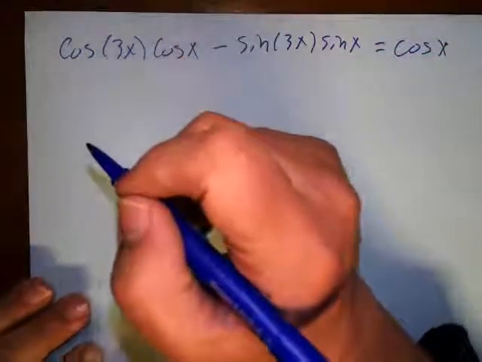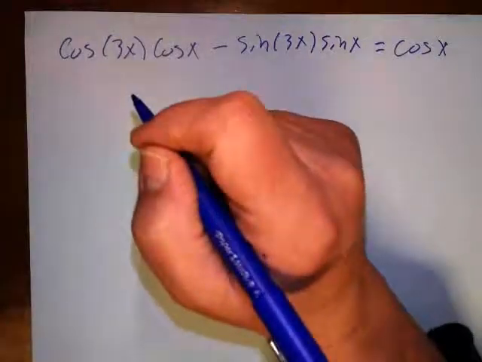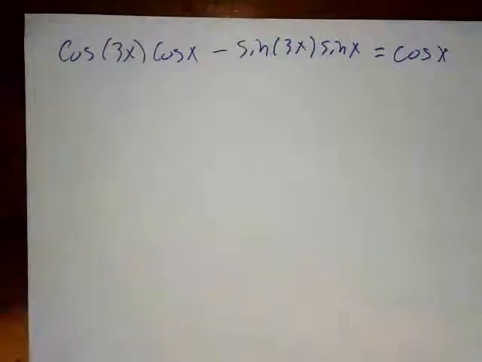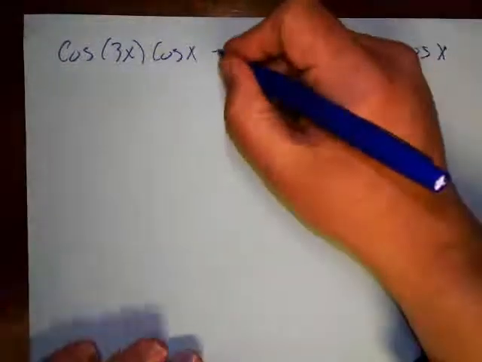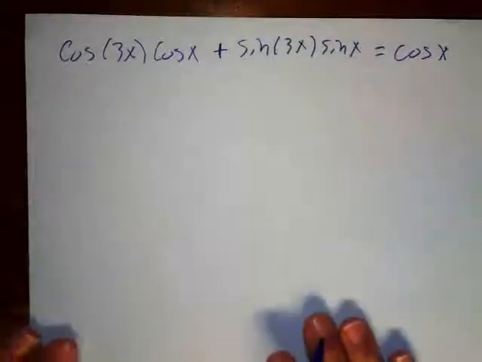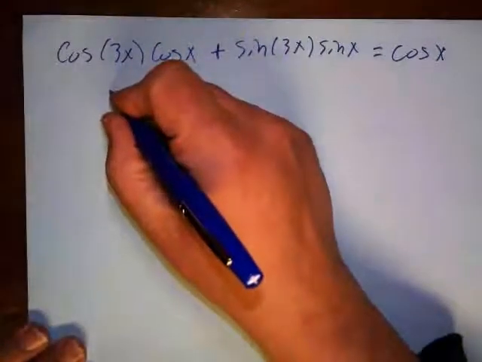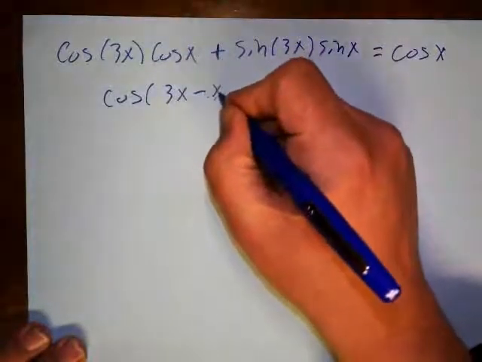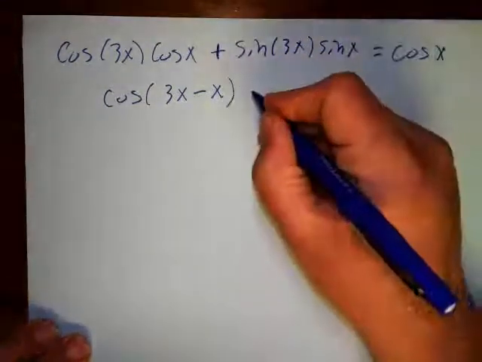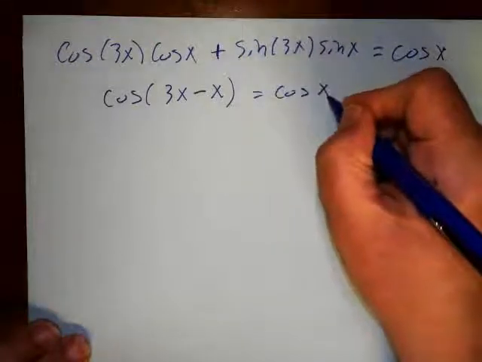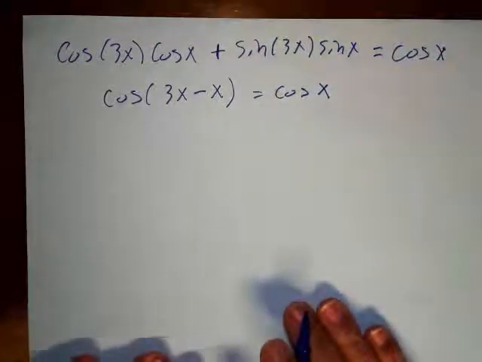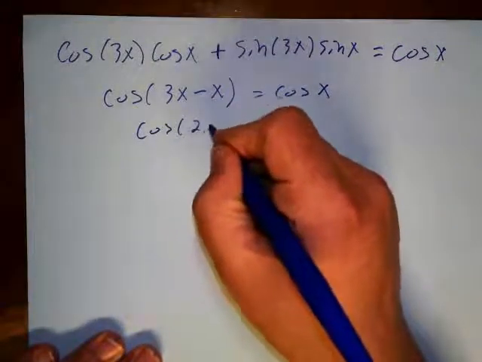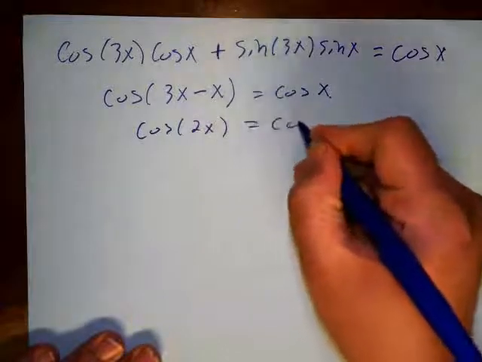So I get, and you know what? This might not be what I was thinking it was going to do. Did I write it down right? Actually, this I think should be a plus here, and then this will collapse down into cosine of 3x minus x is equal to cosine x. And so that's kind of nice. You get cosine 2x is equal to cosine x.